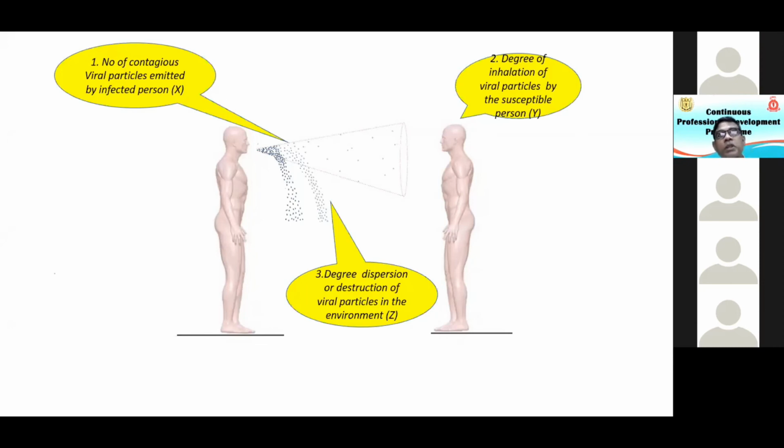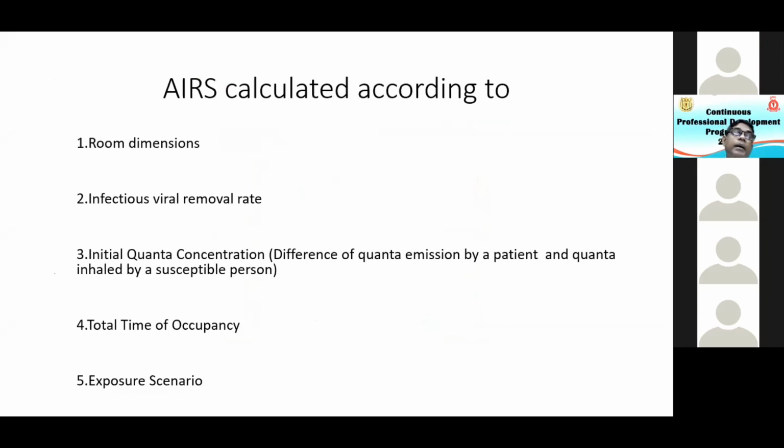So when the dispersion is more, the risk is less. When the destruction is more, the risk of getting COVID is less. When one produces more quanta, the risk is increased. And when one produces less and less is inhaled, by effectively wearing a mask, you can reduce X and Y, and by distancing between the contagious person and the susceptible person, you can increase the dispersion and destruction of the viral particles. So in this way, you can minimize the risk.